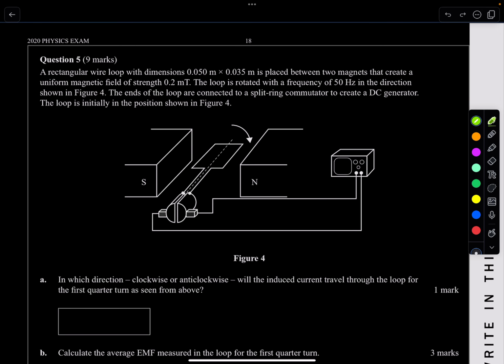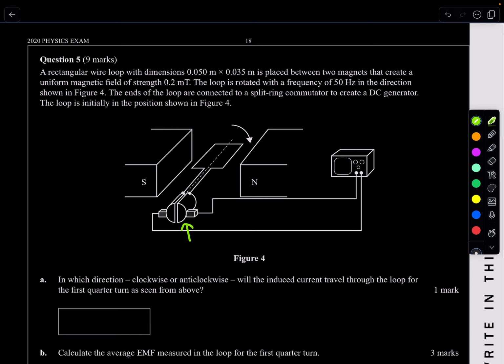Question 5. Let's have a look at question 5. A rectangular wire loop with these dimensions is placed between two magnets that create a uniform magnetic field strength of this. The loop is rotated with a frequency of 50 Hz in the direction shown in figure 4. The ends of the loop are connected to a split ring commutator to create a DC generator. The loop is initially in the position shown in figure 4.